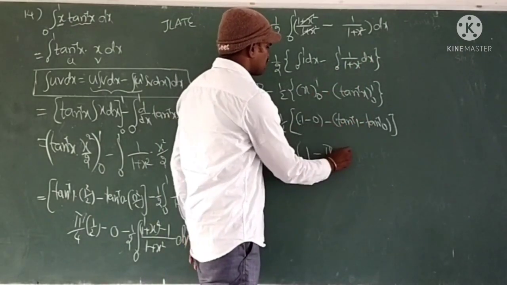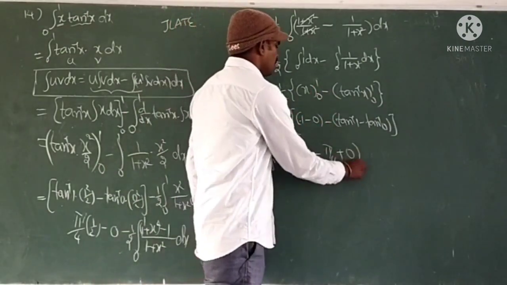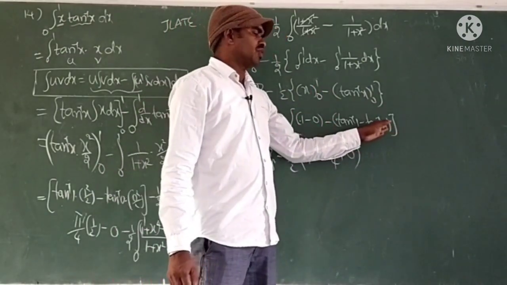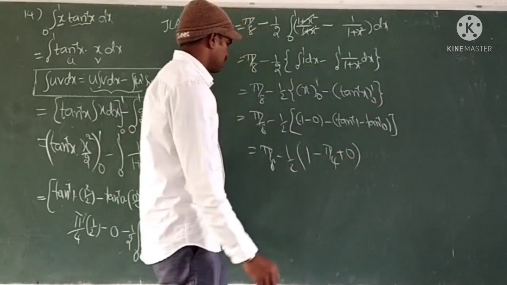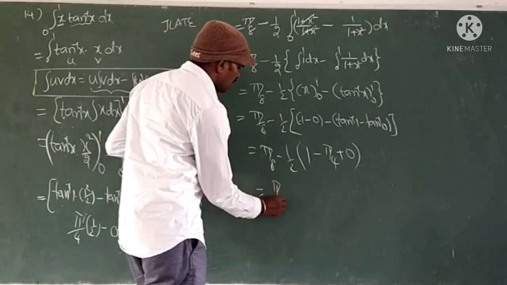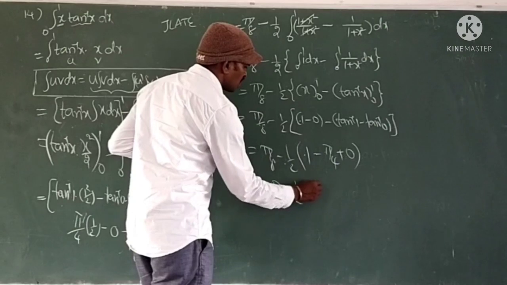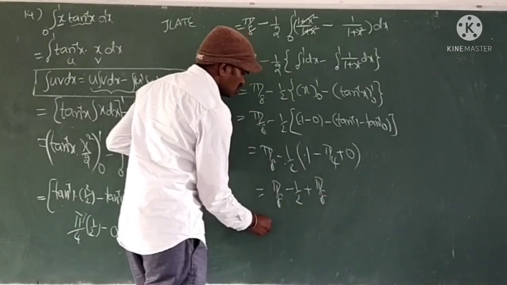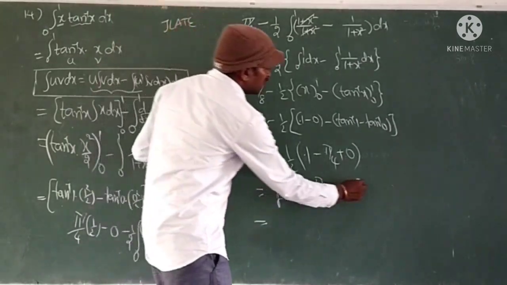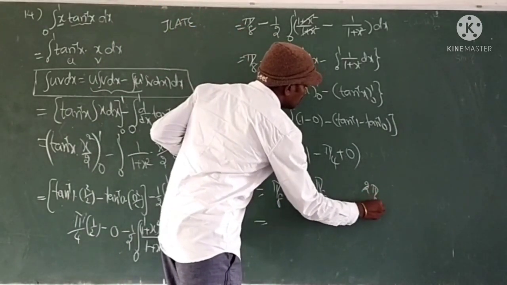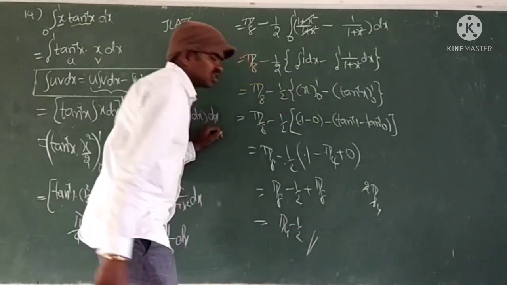So minus into minus is plus, and tan inverse 0 is 0. Why 0? In terms of tan 0, the tan inverse cancels and 0 is repeating. So it is equal to pi by 8 minus 1 by 2 into 1 minus 1 by 2 into minus pi by 4 plus pi by 8. So pi by 8 plus pi by 8 becomes 2 pi by 8, and 2 pi by 8 means pi by 4. So we are just getting pi by 4 minus 1 by 8 as given. So this is the answer.